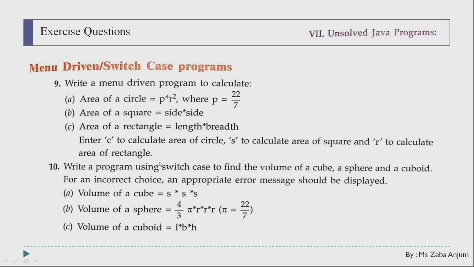Yes, you can also use 1, 2, 3, but in this question it has clearly been specified that you have to enter C to calculate area of circle. So what will you be taking? Case C, case S, case R, because it has been mentioned in the question. अगर आपके question में ये mention नहीं होता then it depends on you, आप उसको 1, 2, 3 ले सकते थे, but it has been specified over there, तो आपको C, S and R ही लेना पड़ेगा.